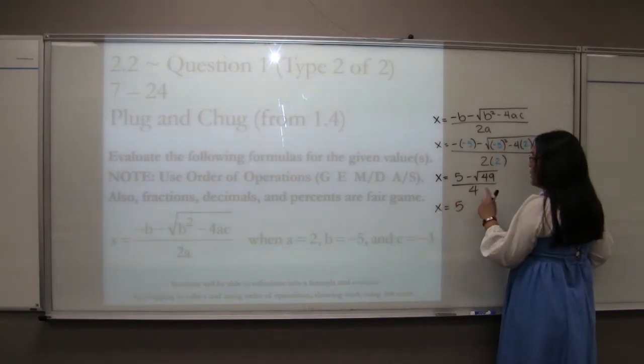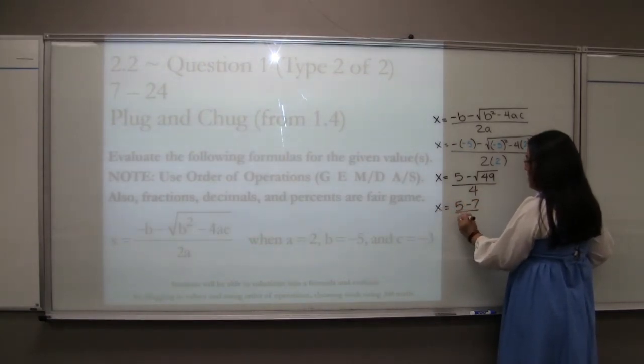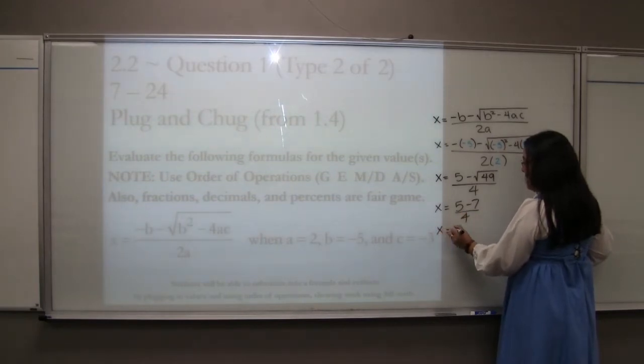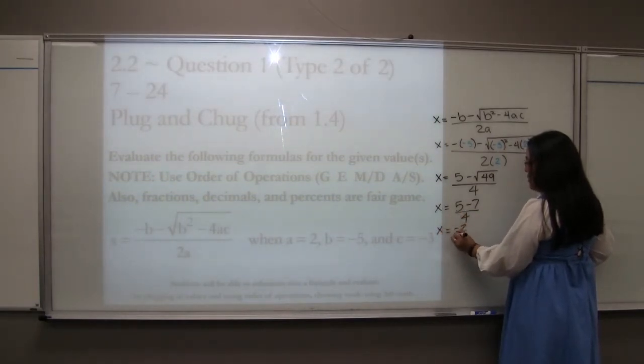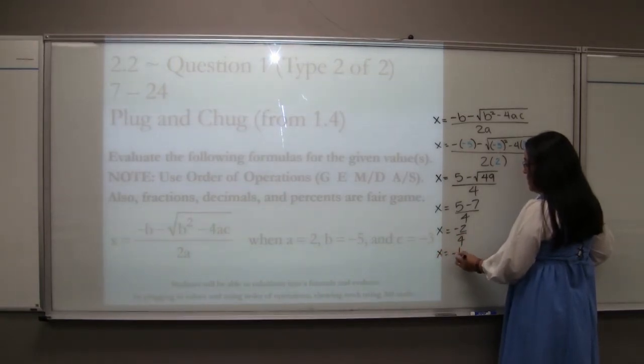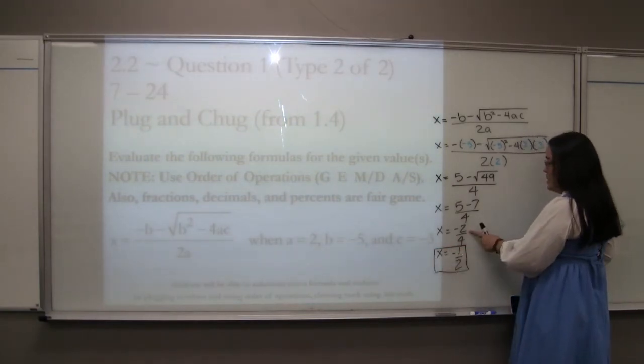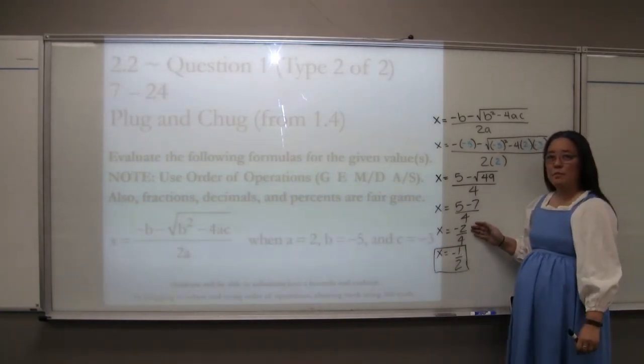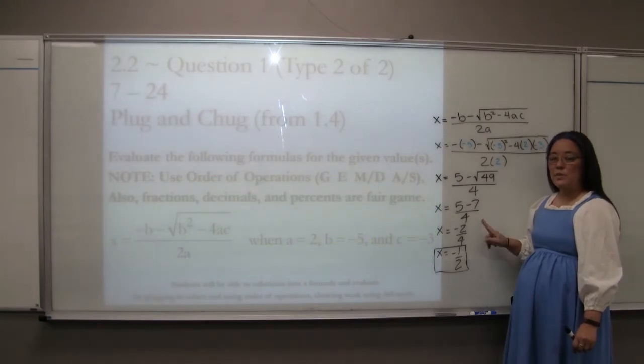The square root of 49 is 7. And 5 minus 7 is negative 2 over 4, but wait, there's more. I can reduce that and get x equals negative 1 half, which is our final answer. If you stopped here, I would actually still take off some half credit just because you forgot to reduce.